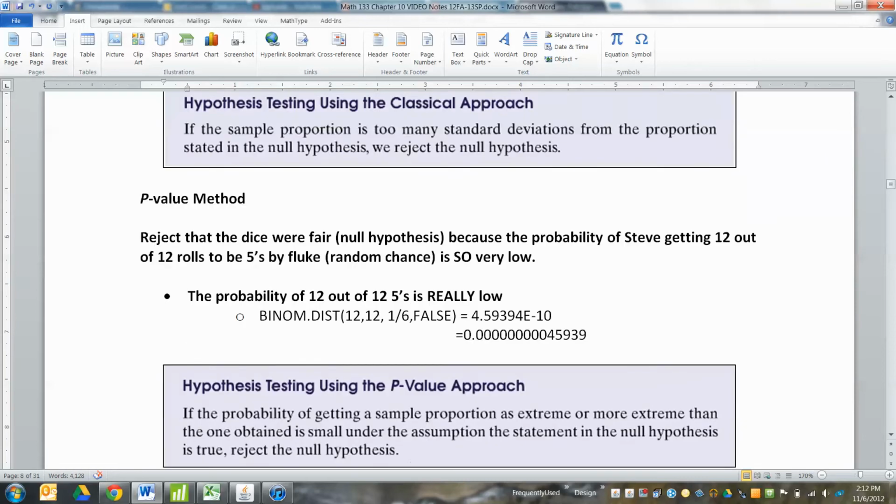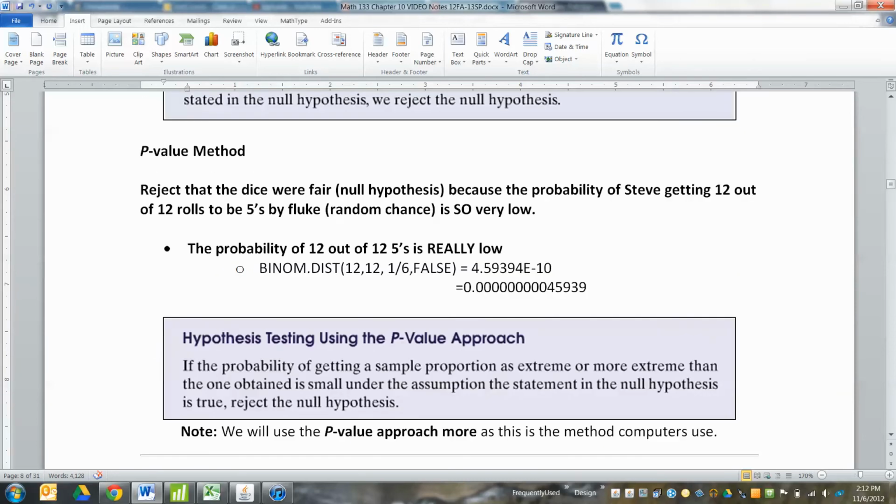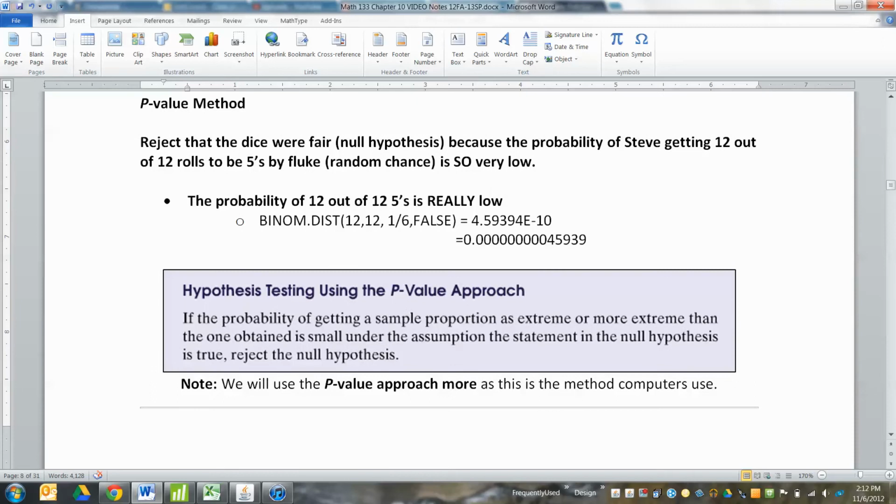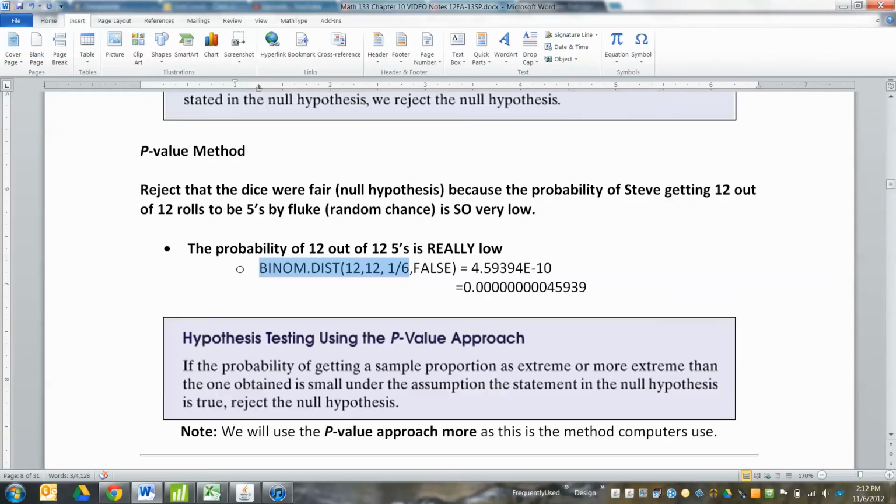That's the classical approach. The p-value approach is saying, look at the probability, look at the chances of getting what he got by accident, by random chance. That is the p-value, the probability. We learned how to find that before. It's binom dist. And it's so low that you know something is up with his die. We're going to use the p-value approach more because that's what computers use, but we're going to do both of them because both of them can show up on the final exam. So we're going to show both ways all the time.